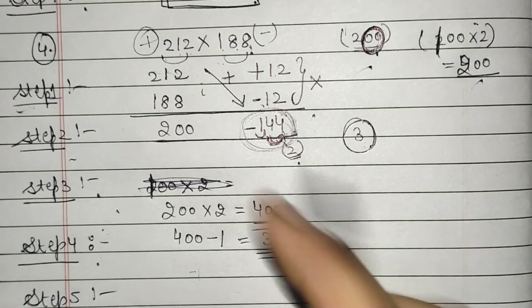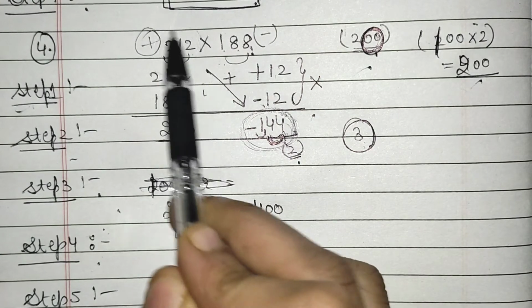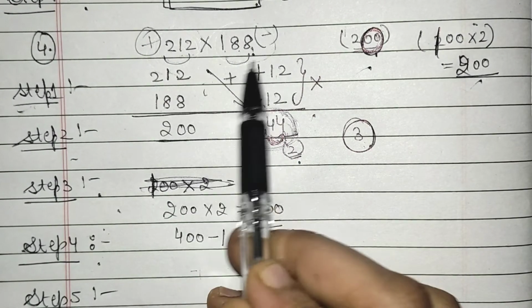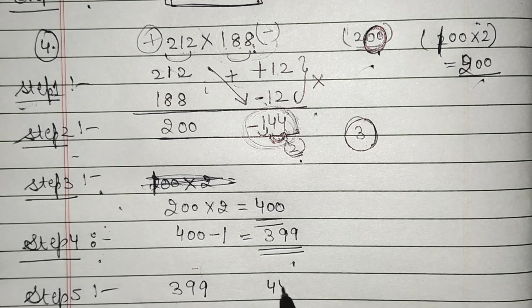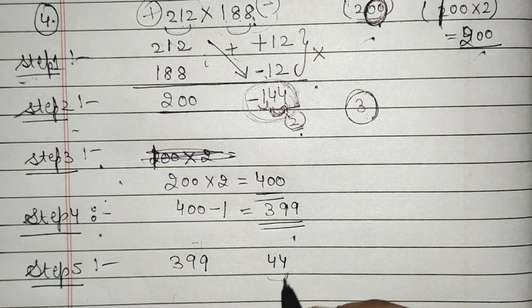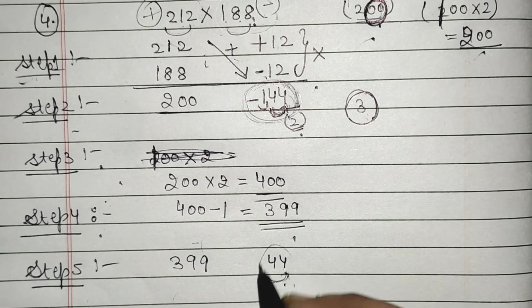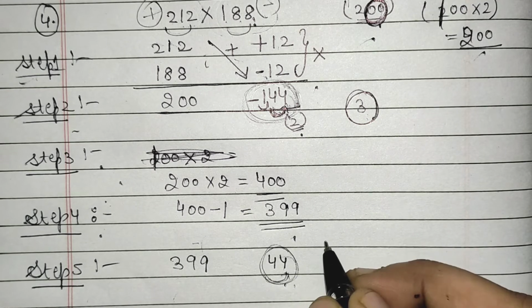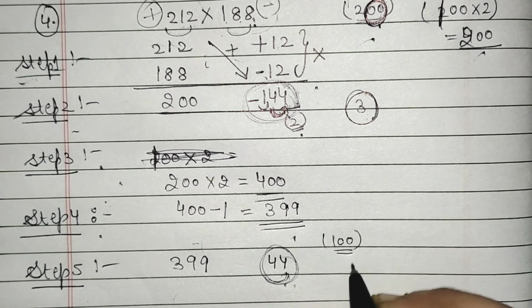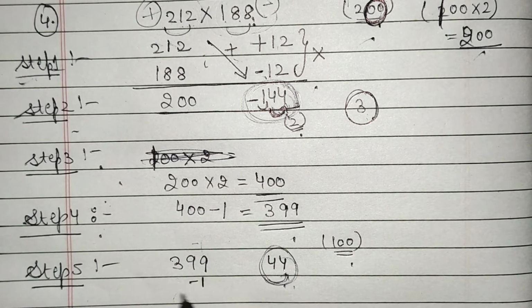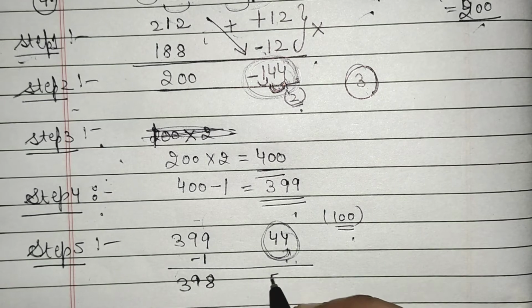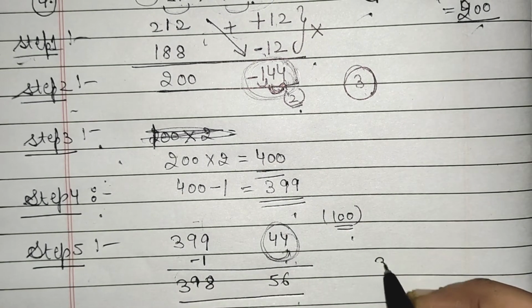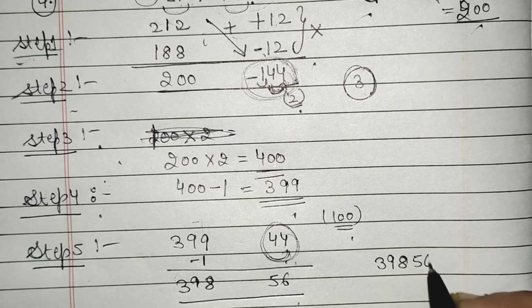Now the next step, because one value is above the base and one value is below the base, I will do that extra step. I have got the result as 399 and 44. Now what does this step say? Do the subtraction of this value from the base value 100 and subtract 1 from the left value. So what you will get? You will get 398 and here you will get 56. So your answer will be 398 into 56.